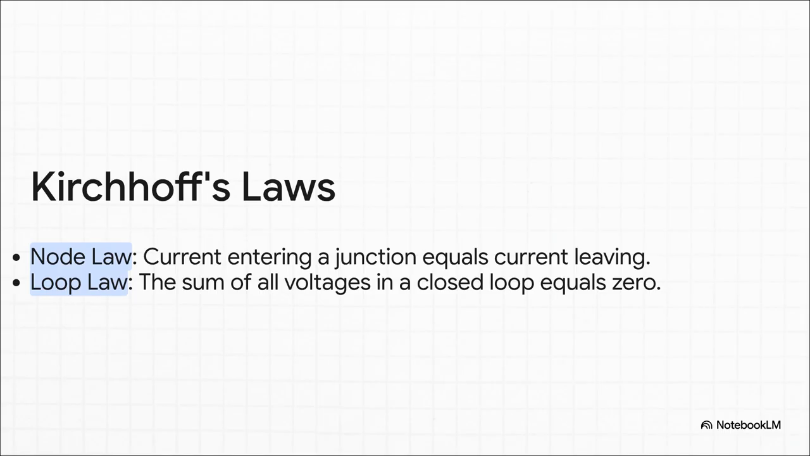The second one, the loop law, is about energy. It says if you go in a complete circle around any loop in a circuit, all the voltage you gain from your battery gets used up or dropped by the components. It all has to add up to 0. In other words, energy is always conserved.